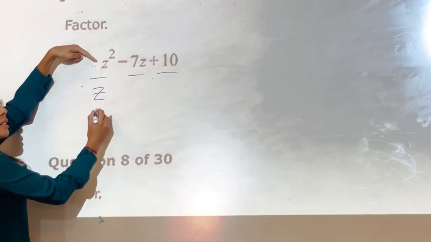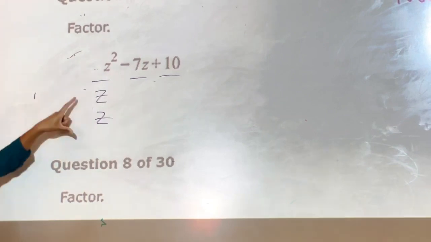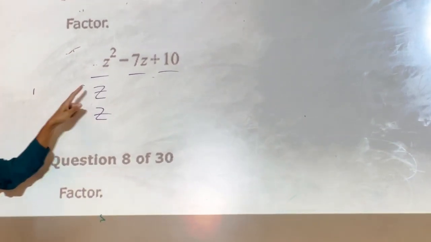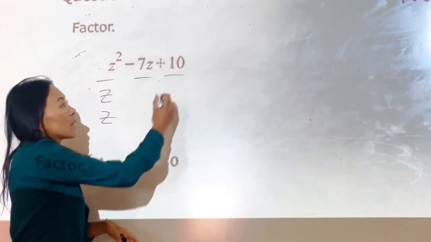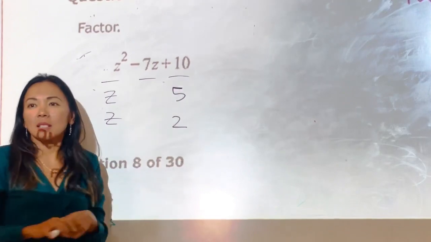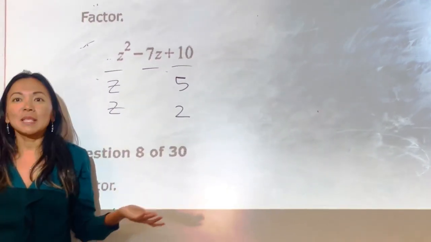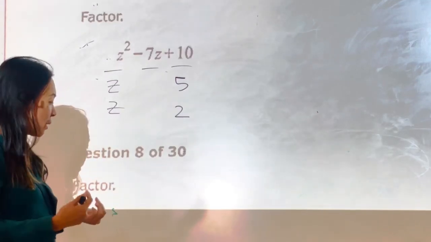Z and z, right? Pretty easy. Two things that multiply to give me z squared is z times z. There's only one option. What multiplies to give me a 10? 5 times 2, so I write it down. What else multiplies to give me 10? 1 times 10, right? So it could be 1 and 10, or 5 and 2, or whatever else.